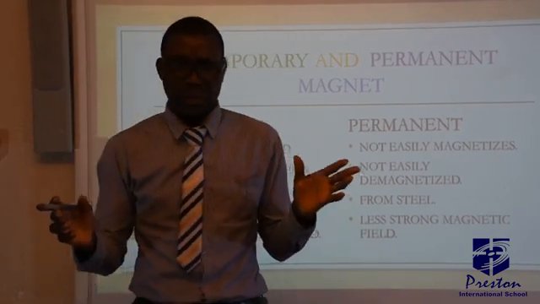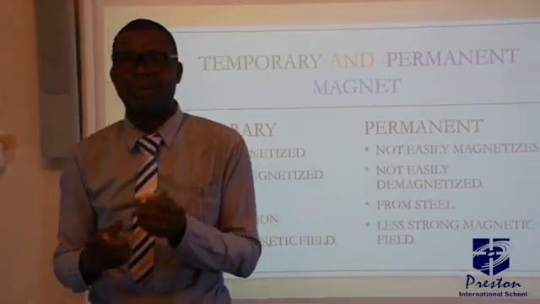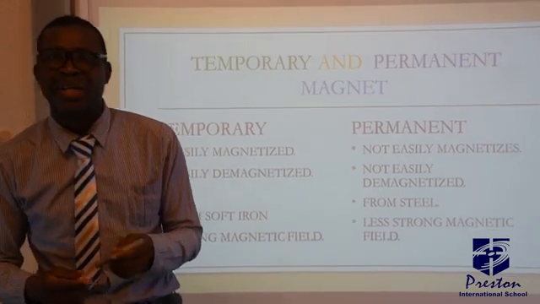Generally, temporary magnets are made from soft iron, while permanent magnets are made from steel.